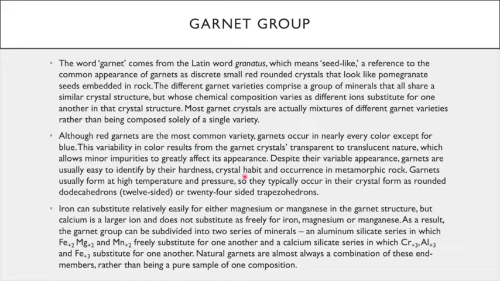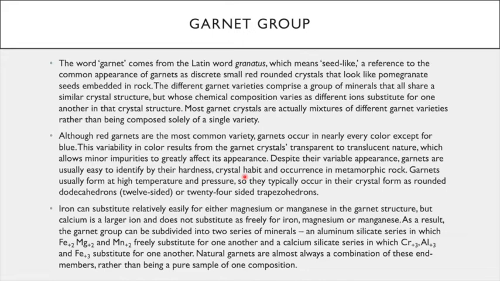Despite their variable appearances, garnets are usually easy to identify by their hardness, crystal habit, and occurrence in metamorphic rocks, because they are metamorphic rock minerals. Garnets usually form at high temperature and pressure, so they typically occur in their crystal form as rounded dodecahedrons. You know what a dodecahedron is? It's a kind of 12-sided crystal, or 24-sided trapezohedrons.